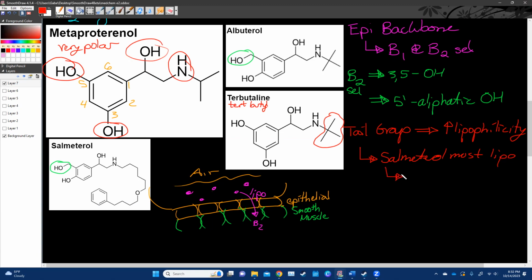What's the drawback to having this giant group? Dissociation, kind of. Heavy molecular weight, that is definitely a good point. Metabolism. Yeah, these are all great places to metabolize, right? So as you make the drug bigger, you make the drug more easily metabolized.